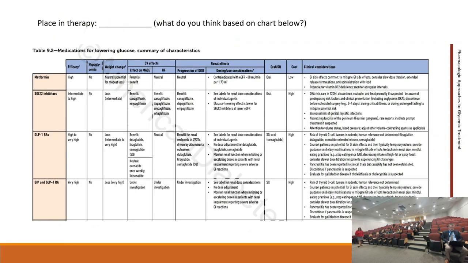All right. So here's the chart again. If we're looking at the GLP-1s, they're very effective. They have low hypoglycemic risk. They have benefits for cardiovascular disease, emerging data for renal benefit. So what do you think their place in therapy is? Are they used commonly, not commonly? What do you think?